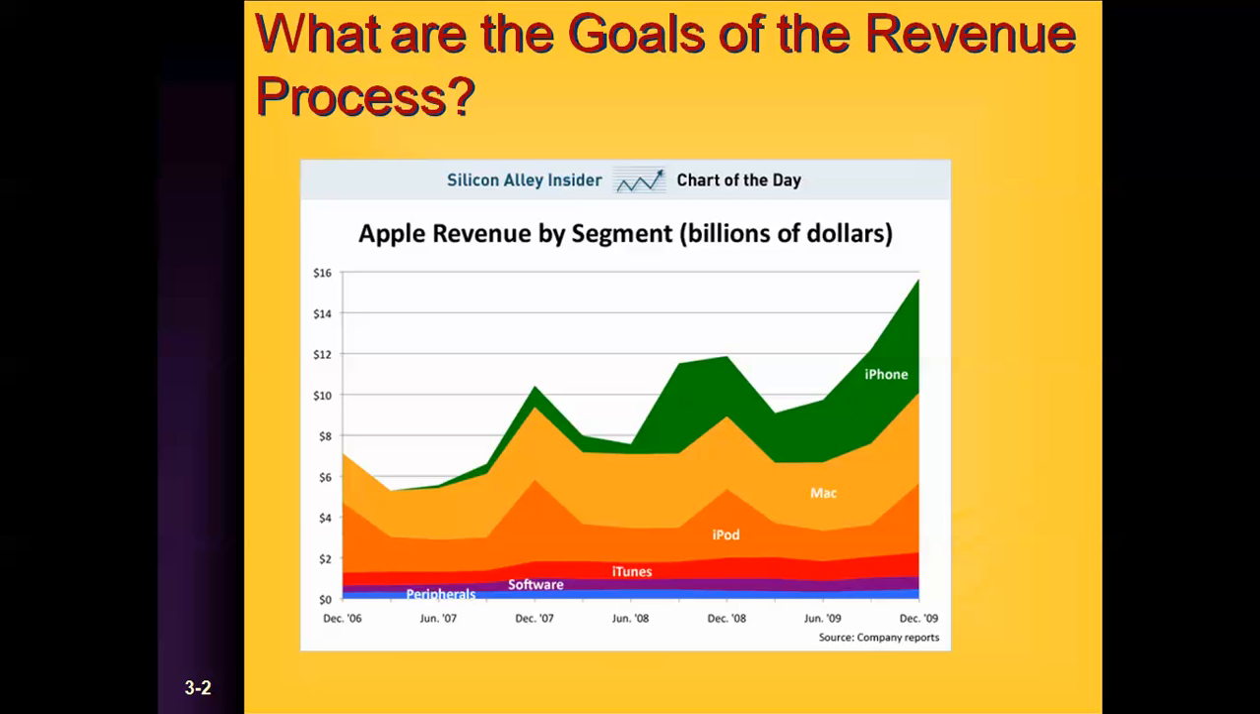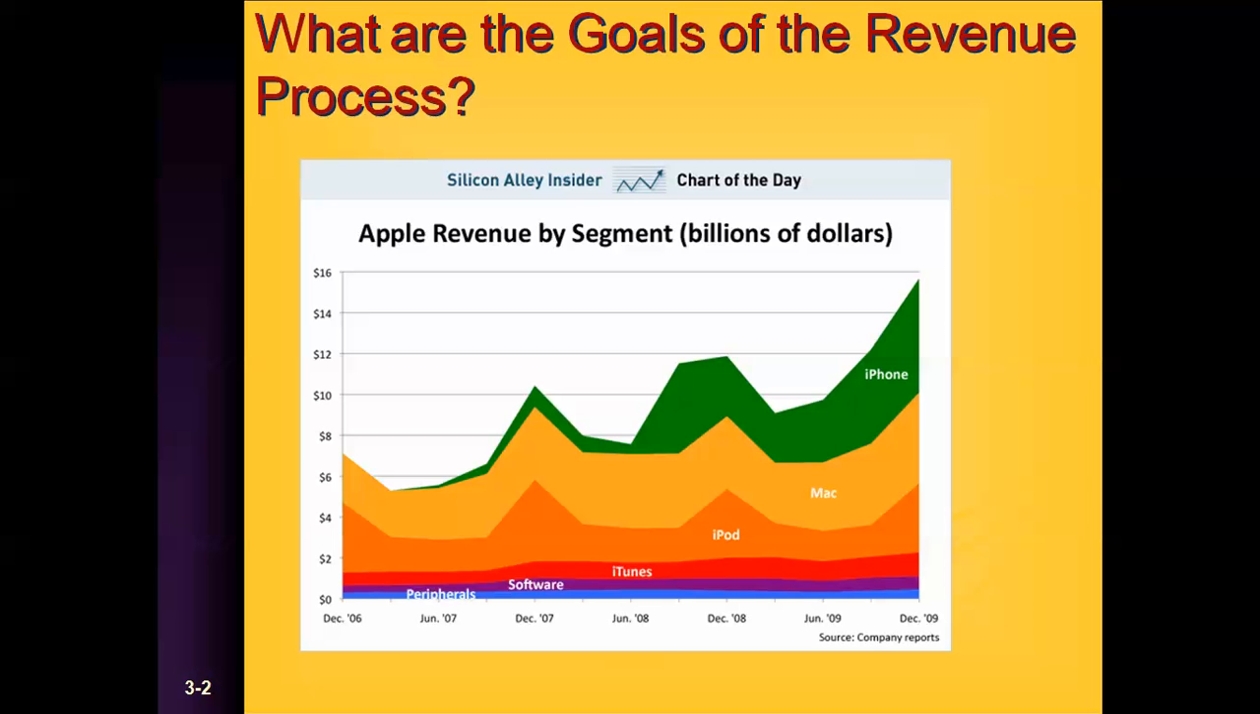But the revenue process, how management uses tools and creates tools for monitoring this process, is all about providing customers with products and services they want at a price they're willing to pay. You've probably heard that over and over when we've talked about marketing, because that is the heart of marketing: providing customers with products and services that they want at a price they're willing to pay.